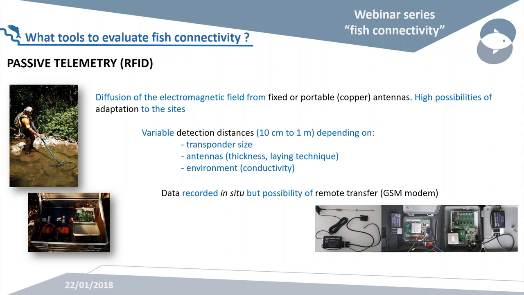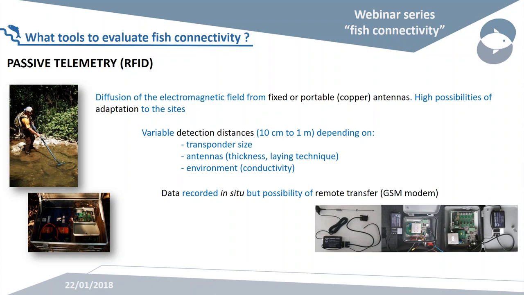The detection distance depends on transponder size, so I told you there are three different sizes, also on the antennas, so the thickness, the laying technique, and the environment, especially conductivity. So when the fish passes close to the antenna, it delivers an alphanumeric code which is recorded on a data logger, and this is what you see in the picture over here. So data are recorded in situ, but there is a possibility of remote transfer with a GSM modem, and like this you can get your data directly into your office or into your smartphone. So this is very practical.